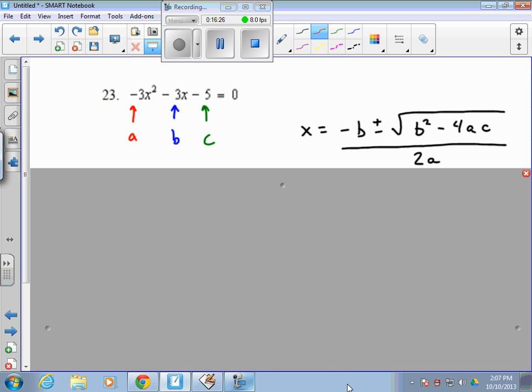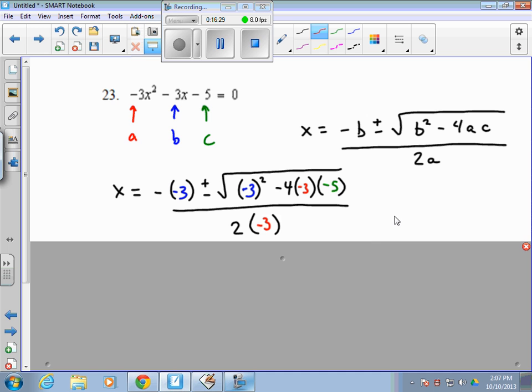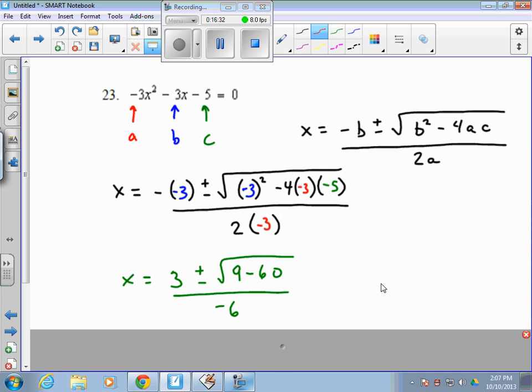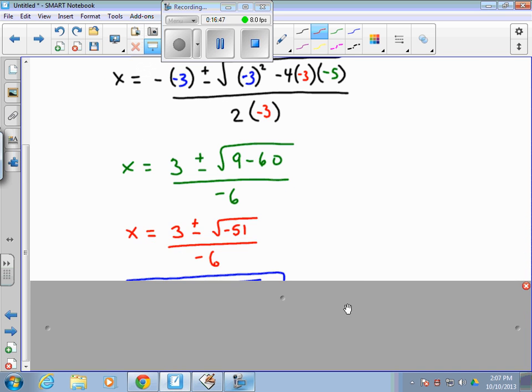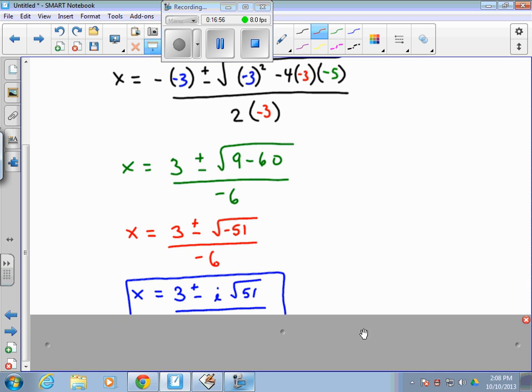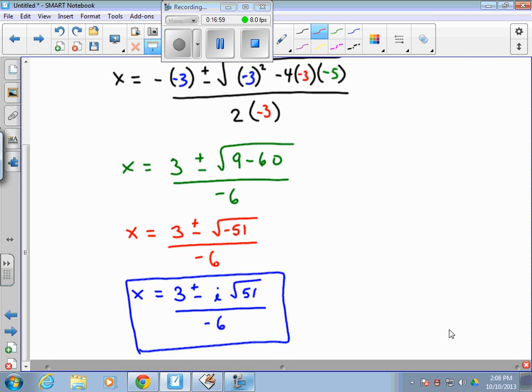Again, you can see A, B, and C. Plug them into the quadratic formula. When you do that, simplify it. Negative 3 squared is 9. Negative 4 times negative 3 is positive 12, times negative 5 is negative 60 again. So you have the square root of 9 minus 60. Simplify that, and you get the square root of negative 51. So 3 plus or minus, because you have negative minus a negative here, that's why it becomes positive 3, plus or minus, you have to make it say i times the square root of 51, because it's the square root of negative 51. So 3 plus or minus i times the square root of 51 over negative 6.